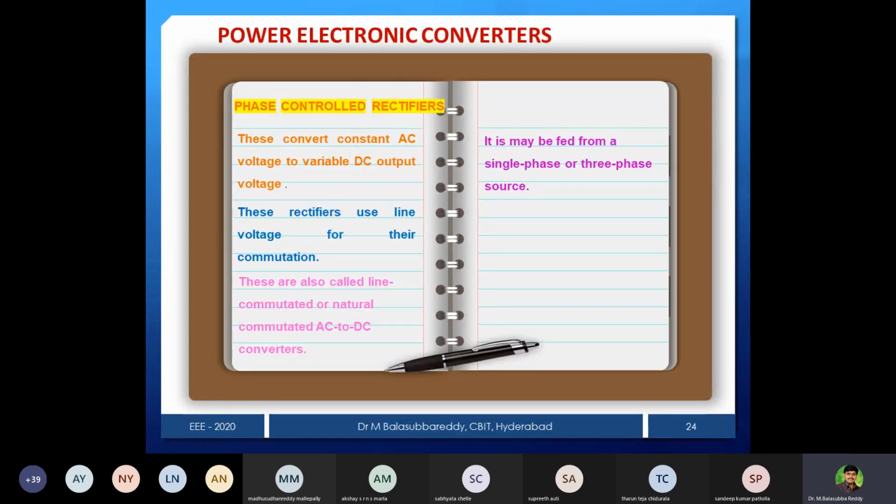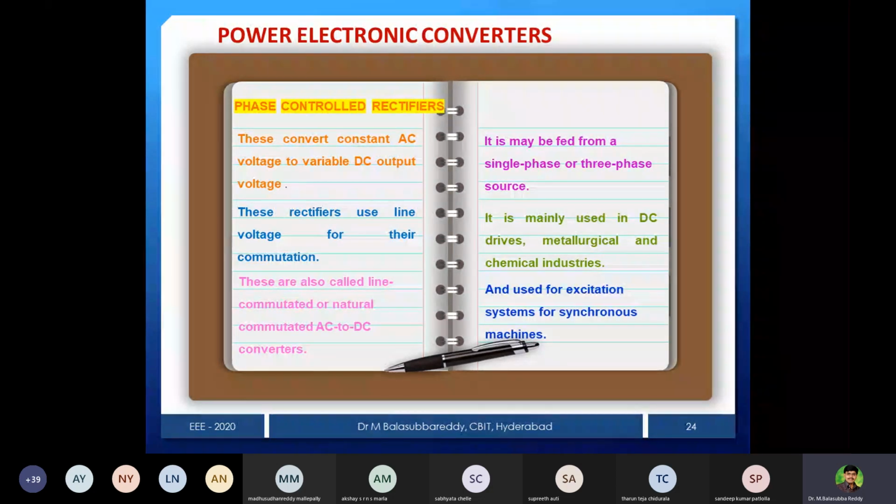It may be fed from a single phase or a 3-phase source. Based on your load rating, you choose single phase controllers or 3-phase controllers. It is mainly used for DC drives. Metallurgical and chemical industries use this conversion and variable DC. Field excitation of synchronous machines also requires a DC supply. Even in speed control of a DC motor, there is armature control and flux control for variable voltages. When the excitation in the field side needs to change, variable voltage is required, so we can use this to get variable voltage for the excitation of synchronous machines and alternators.